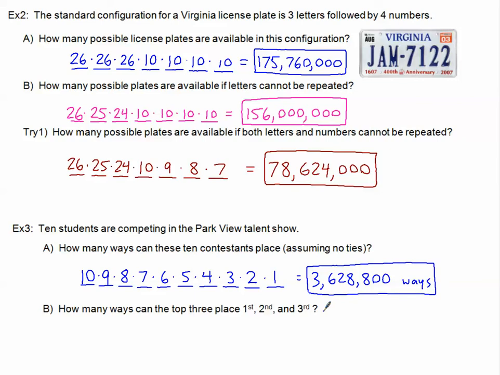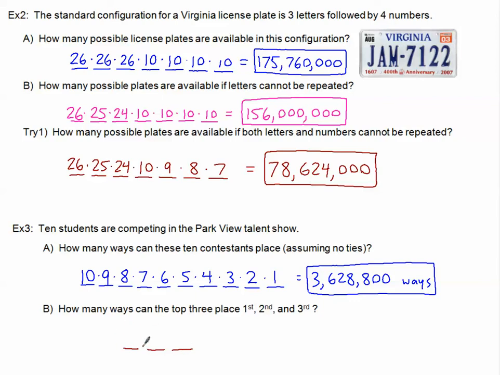So part B, now usually when we're talking about a talent contest, we're not very interested in the people who get 7th place and 8th place and things like that. Usually we're just interested in first place, second place, and third place. So part B says how many ways can the top 3 place? Well, this time there's only 3 events, picking first place, picking second place, and picking third place.